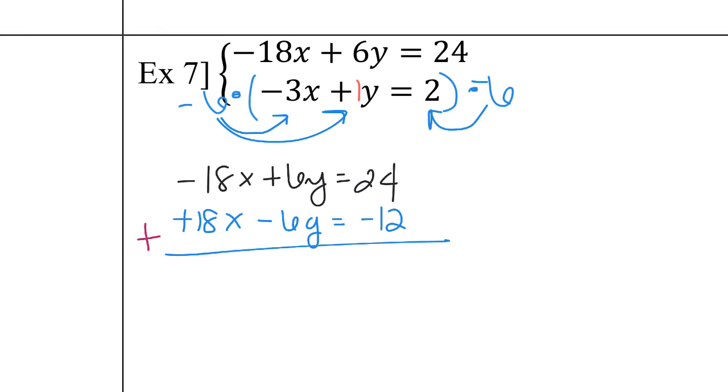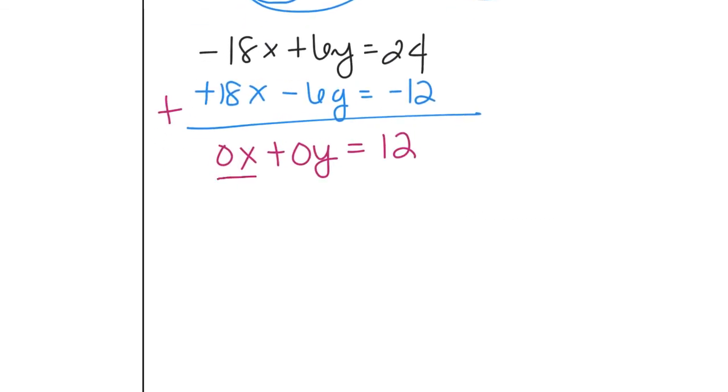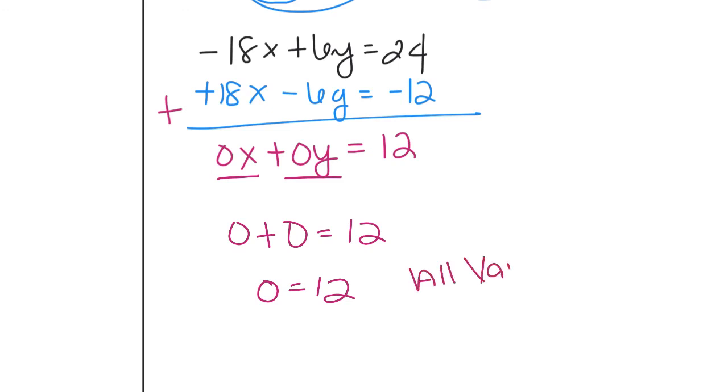So -18x plus 18x makes 0x, 6y plus -6y makes 0y, 24 plus -12 makes 12. On the left, 0 times anything is going to be a 0. 0 times anything is also 0, equals 12, and 0 plus 0 makes 0 equals 12. So we have something similar. Again, all variables canceled out.